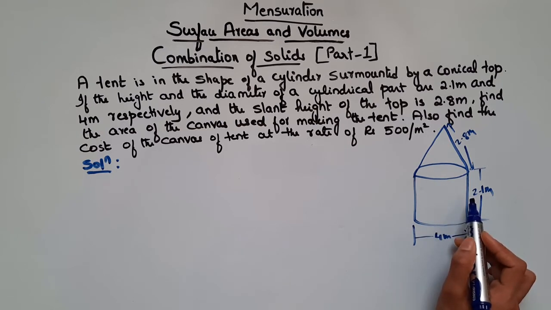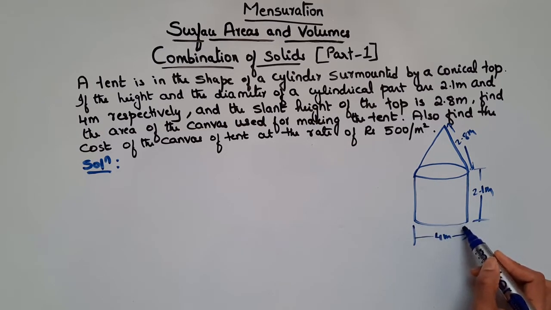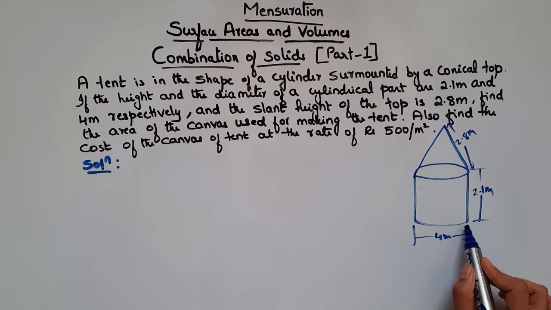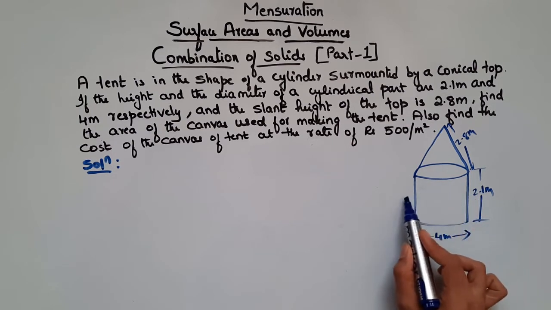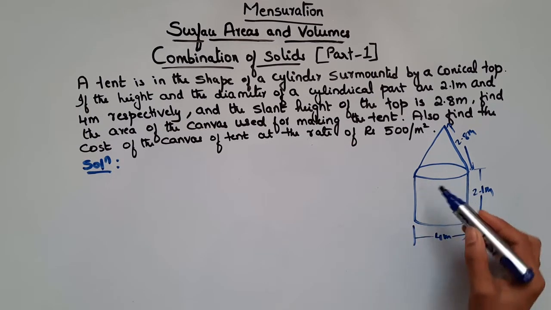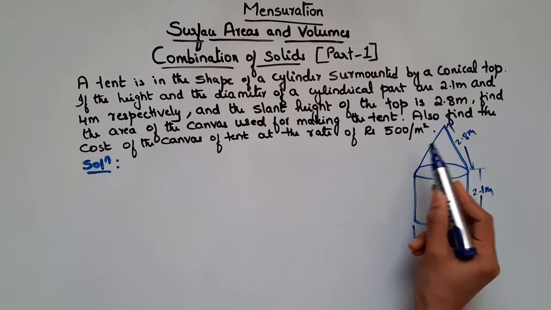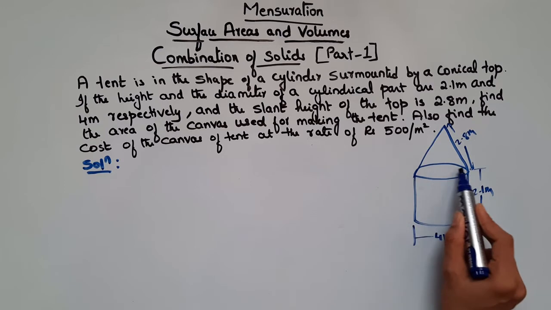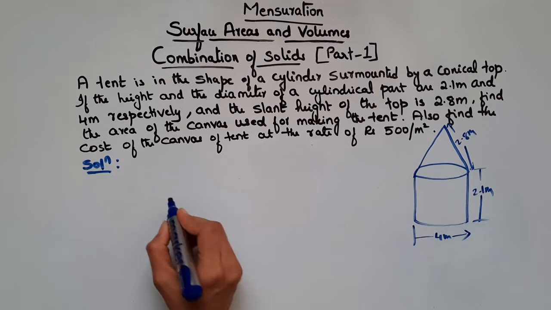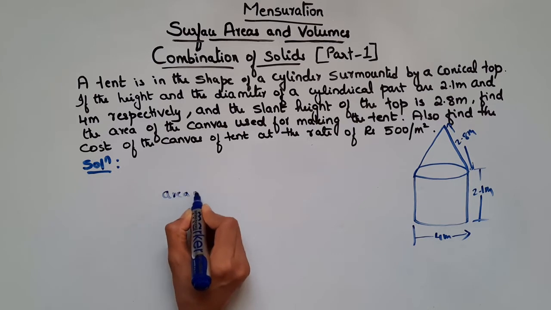Agreed? We don't want that cloth at the bottom. There will be a ground here, right? So only the curved surface area of the cylinder plus this part, that is the curved surface area of the cone. We don't want that cloth for the base of the cone. Agreed?